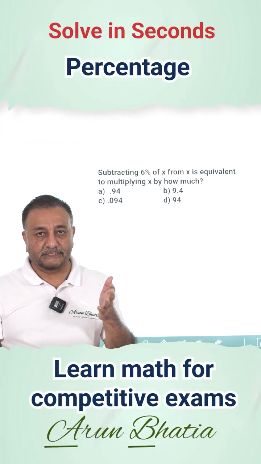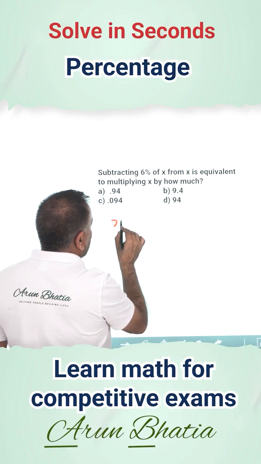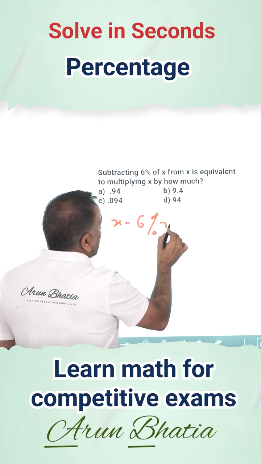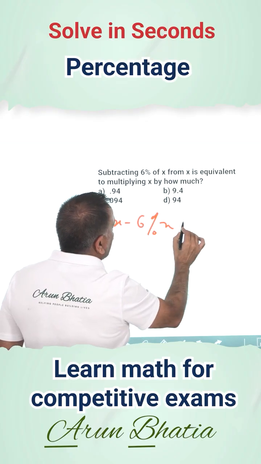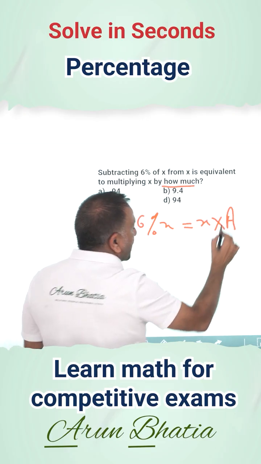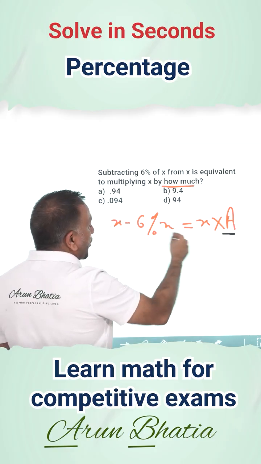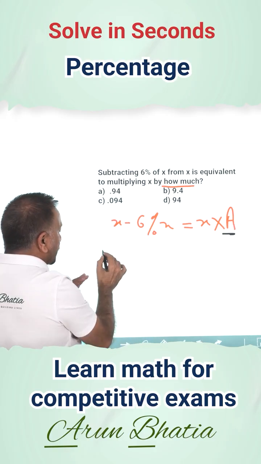Thank you, students. Students, understand the statement. What it says: subtracting 6% of X from X equals X multiplied by how much? How much is A? That we need to find. So this is X; in all, X you can cancel it. You can take X out and solve it.